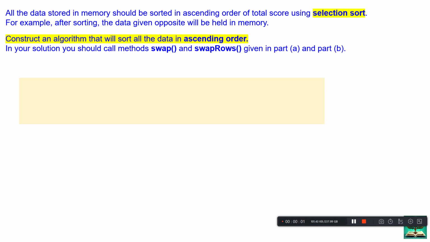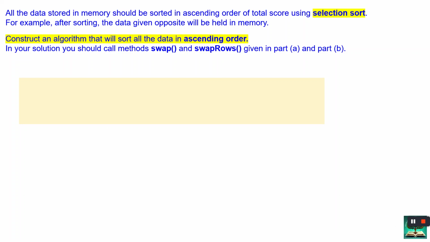Now we go to the main part of the question, which is about the pseudocode and working with ascending order, working with the swap method. So let's go through it together to read it. All the data stored in memory should be sorted in ascending order of total score using selection sort. So you are focusing on the total score table.